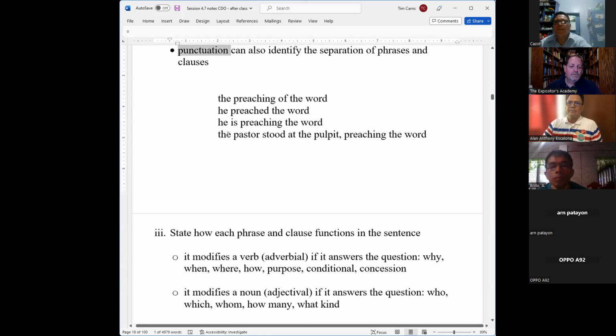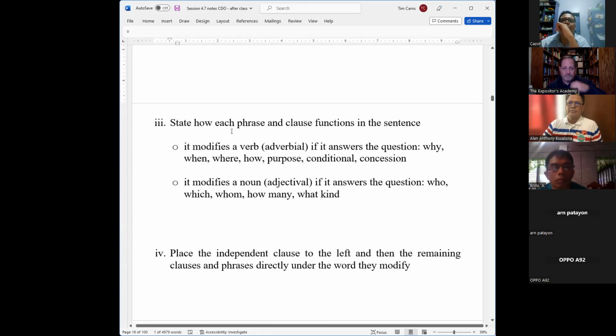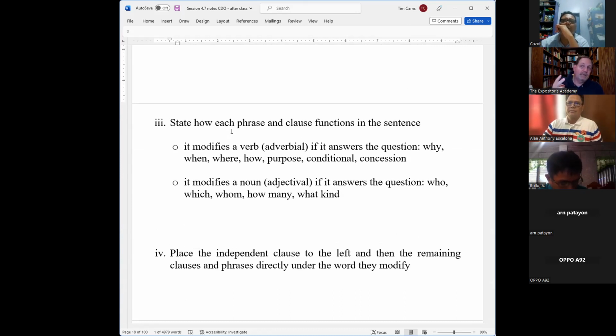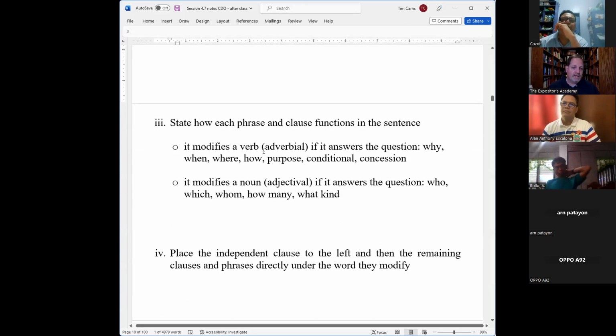And then you want to state how each phrase and clause functions in the sentence. That's the 3rd step. So first, look for the first independent clause in the paragraph. Second, identify the remaining phrases and clauses in the paragraph by looking for the connector words. Third is to state how each phrase and clause functions in the sentence. Is it modifying a verb or a noun? What word is it modifying and how is it modified? That's where we had that list of questions to ask.